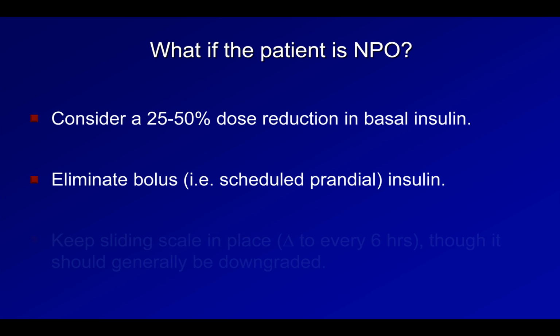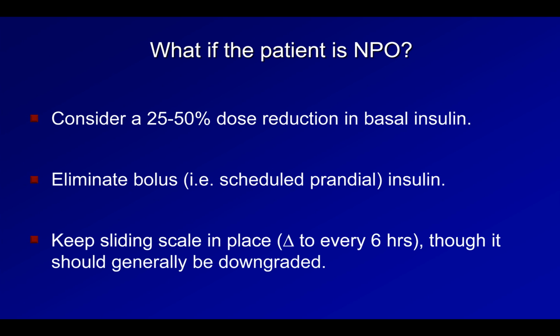Finally, keep the sliding scale there, but change the regimen from before each meal and at bedtime to every 6 hours. And in addition, the sliding scale should generally be downgraded. For example, an aggressive sliding scale should be switched to moderate, and a moderate sliding scale should be switched to mild.